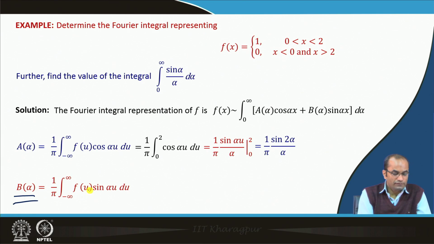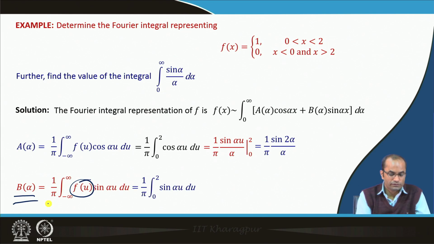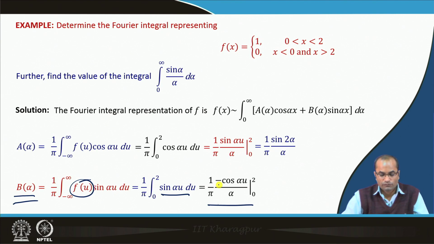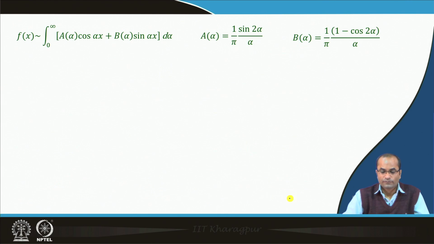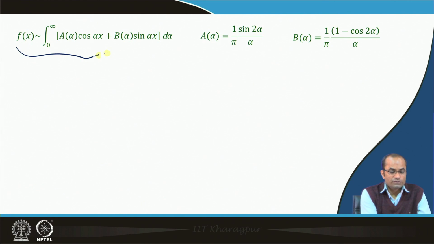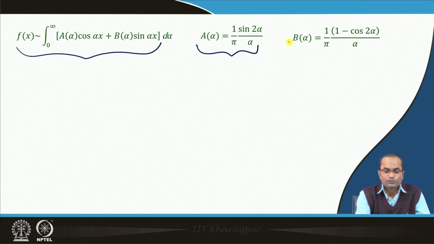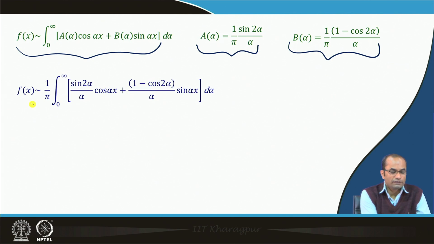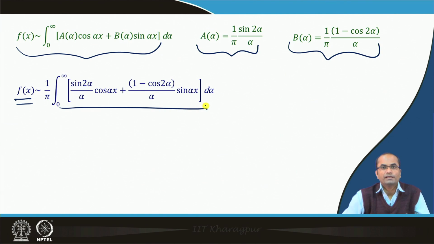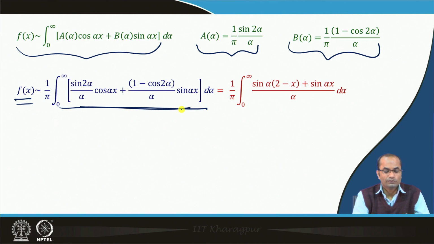Second, for b alpha, again we can use this function to have sine, then again cos, and then we can find this value as 1 minus cos 2 alpha over alpha, times 1 over pi. So, this was the Fourier integral representation. We have computed a alpha, we have computed b alpha. That means, by substituting this a alpha and b alpha into this Fourier integral representation, we will get this value, which again can be simplified.